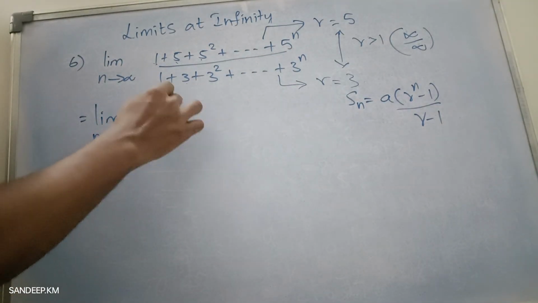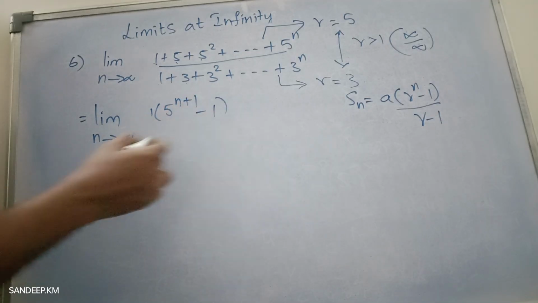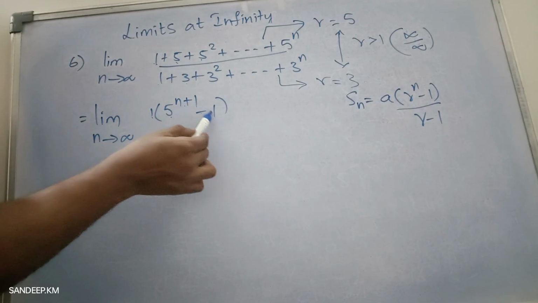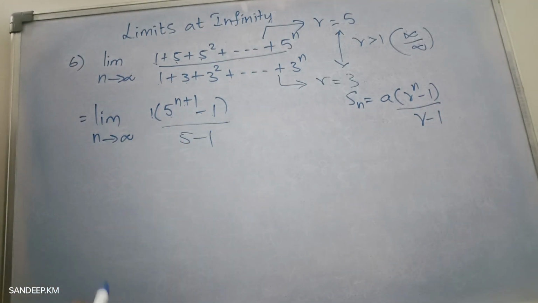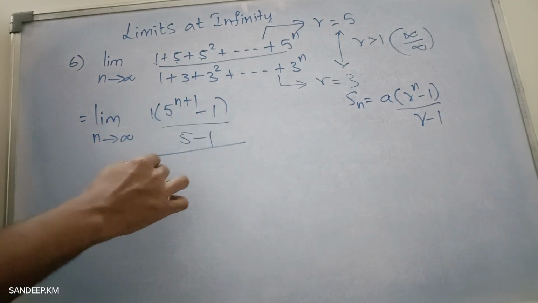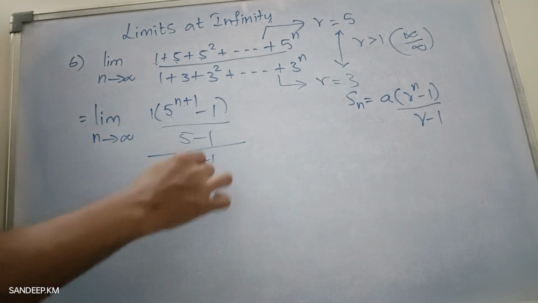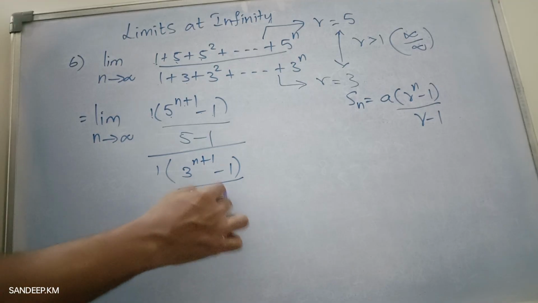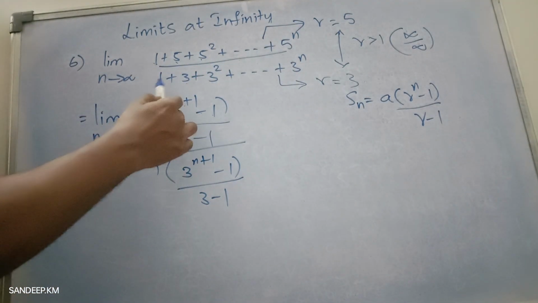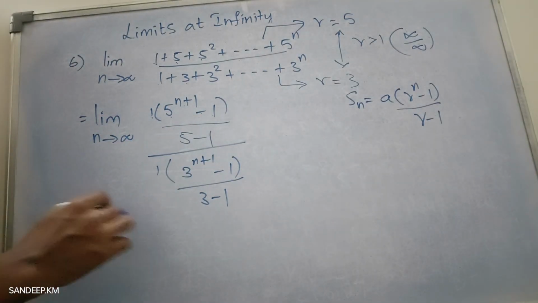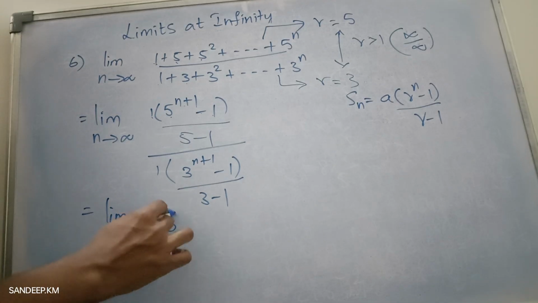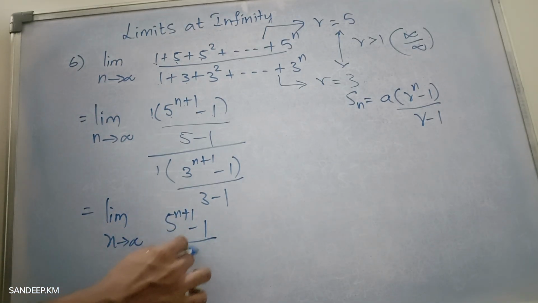So 1 into 5 power n plus 1 minus 1. So what is it? A into r common ratio power number of terms minus 1 divided by r minus 1. That is the numerator's value divided by, similarly here also a into common ratio power number of terms minus 1 divided by r minus 1. Be careful when it comes to number of terms. It is n plus 1 terms in the numerator, n plus 1 terms in the denominator. Okay now, so it is equal to limit n approaches infinity 5 power n plus 1 minus 1 by 3 power n plus 1 minus 1.